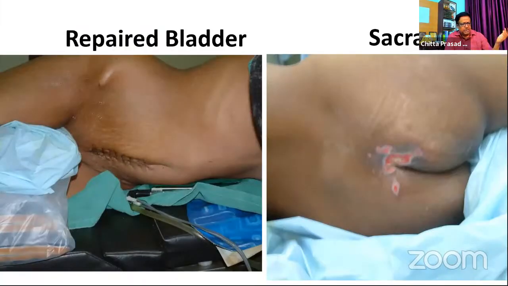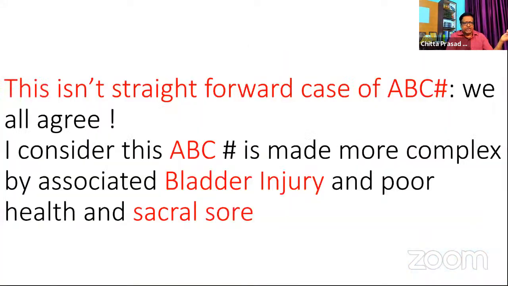And you see, this is the bladder, which is repaired in the front. It is a revision repair, and the patient has got a sacral sore. So you cannot go from the front, you cannot go from the back. Then your option is the extended iliofemoral approach. This is not a straightforward case. I consider this ABC is made more complex by the associated bladder injury and the sacral sore also.